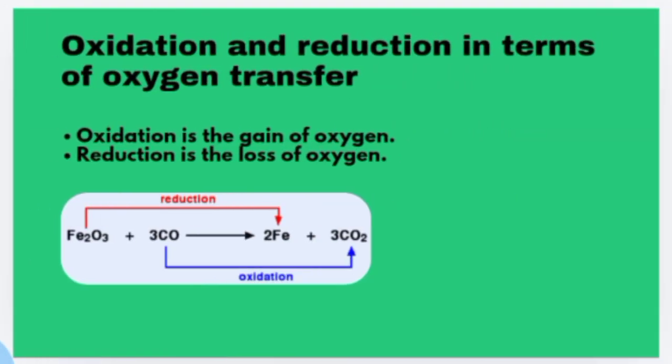Now we are going to study oxidation and reduction in terms of oxygen transfer. So you can see in the equation, ferric oxide and carbon monoxide have gone through the reaction and iron has lost the oxygen while carbon monoxide has gained oxygen and has been converted into carbon dioxide. So here you can see that in iron oxide, reduction has taken place. How? Because the oxygen is lost, whereas in carbon monoxide, because the oxygen is gained, oxidation has taken place.